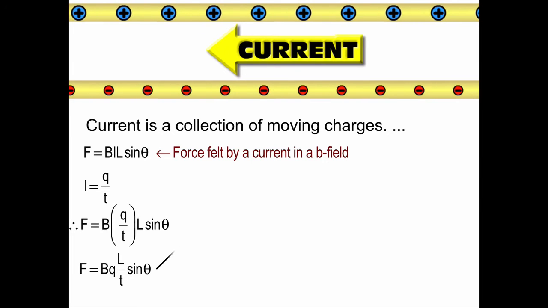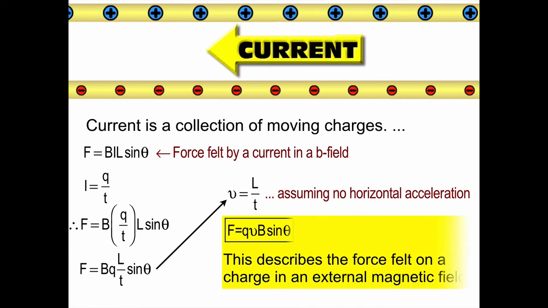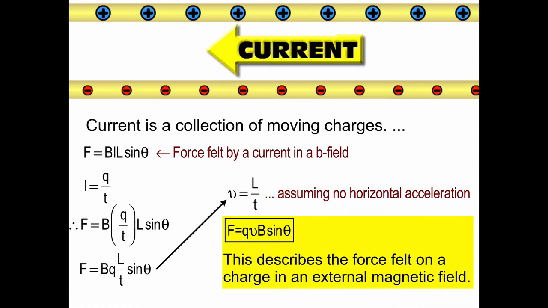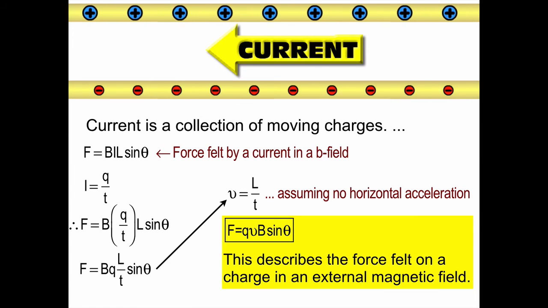But L over T, well, that looks like the velocity. So now with this, I can substitute in for velocity, and I get a new formula. The magnetic force is also equal to qvB sine theta. So this describes the force felt on a charge in an external magnetic field.